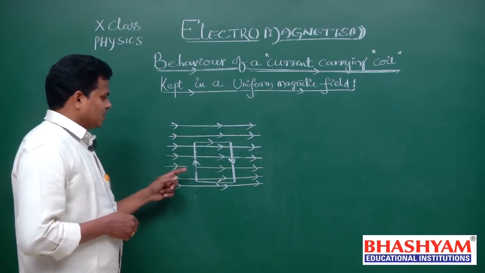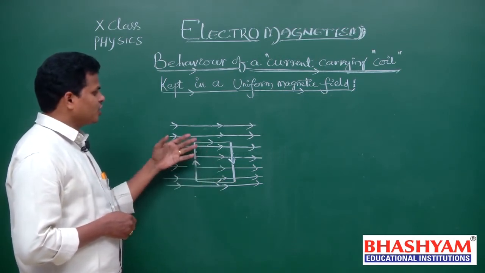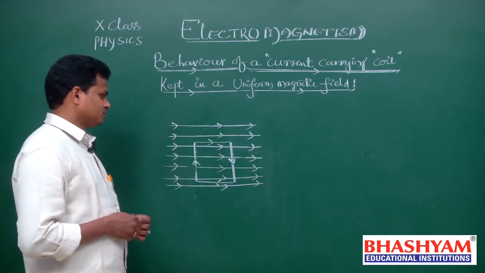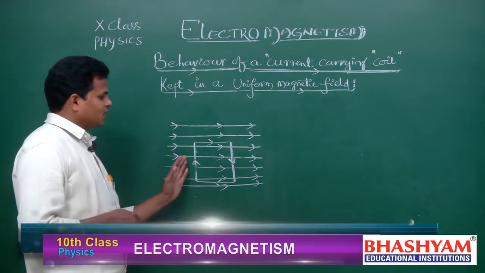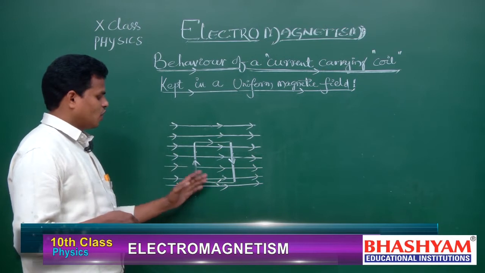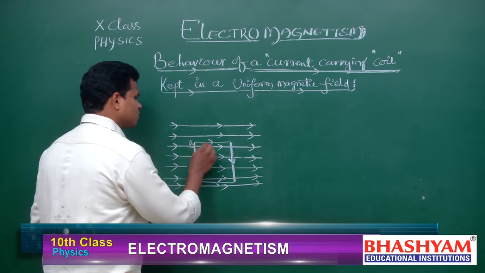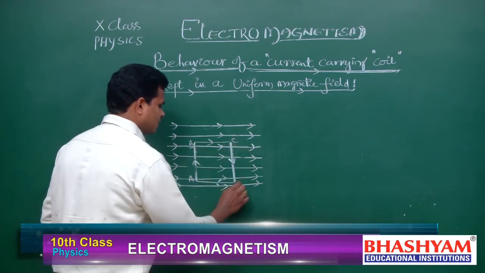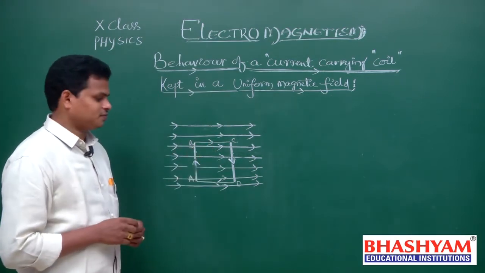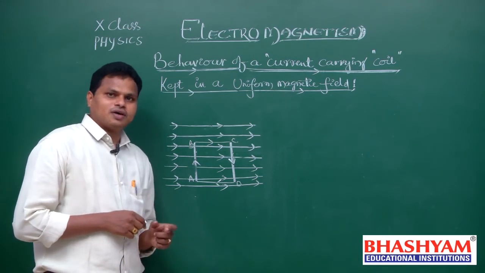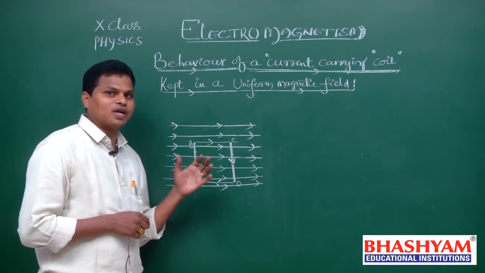Consider a rectangular coil placed in a uniform magnetic field. When we switch on the circuit, the current passes through the rectangular coil. The direction of current is from A to B, B to C, C to D. This is the direction of current in the rectangular coil. We know that when a current carrying wire is placed in a magnetic field, a magnetic force acts on it.